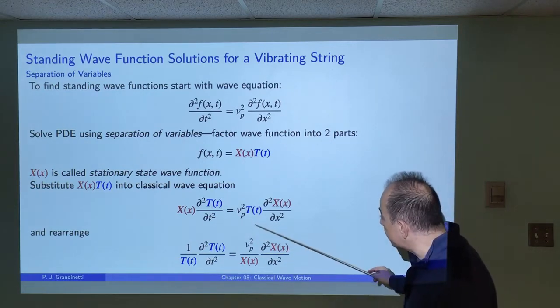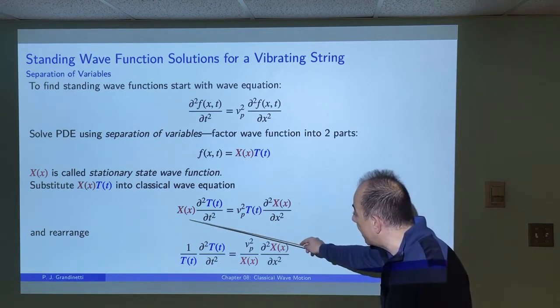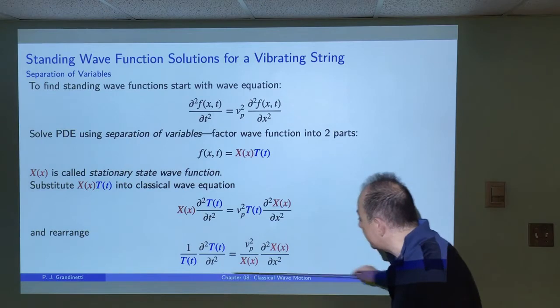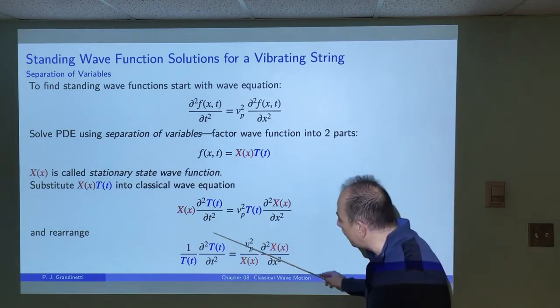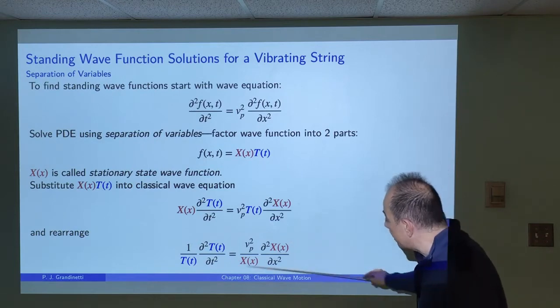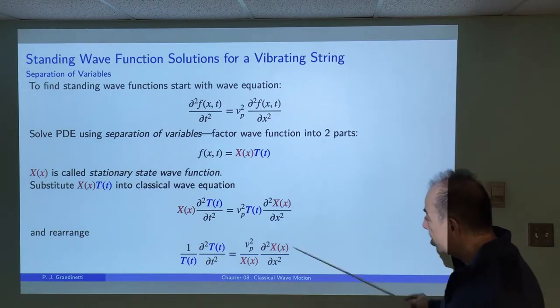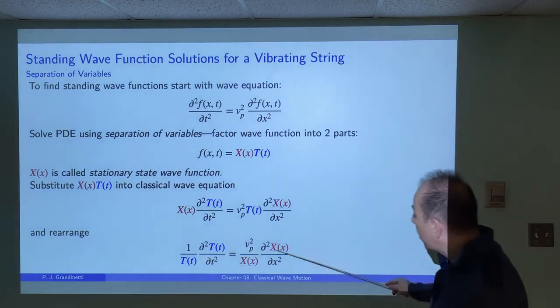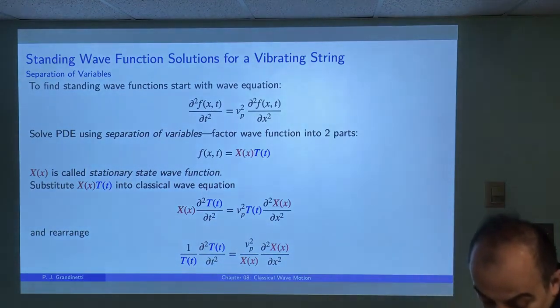Now what I'm going to do next is move the time-dependent part over here and the position function over here so that I can write it in this form, where now I have everything that depends on time on the left and everything that depends on position on the right. And there's no mixing of the two variables. All the time variables are over here, all the position variables over there.